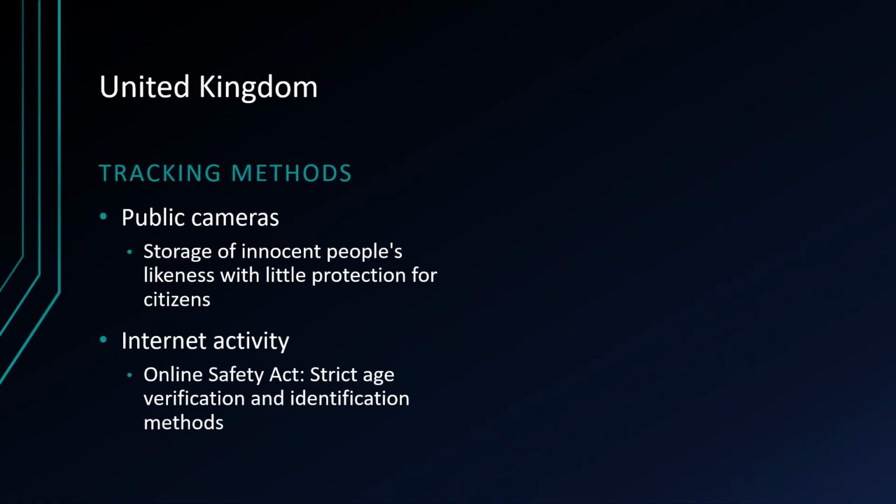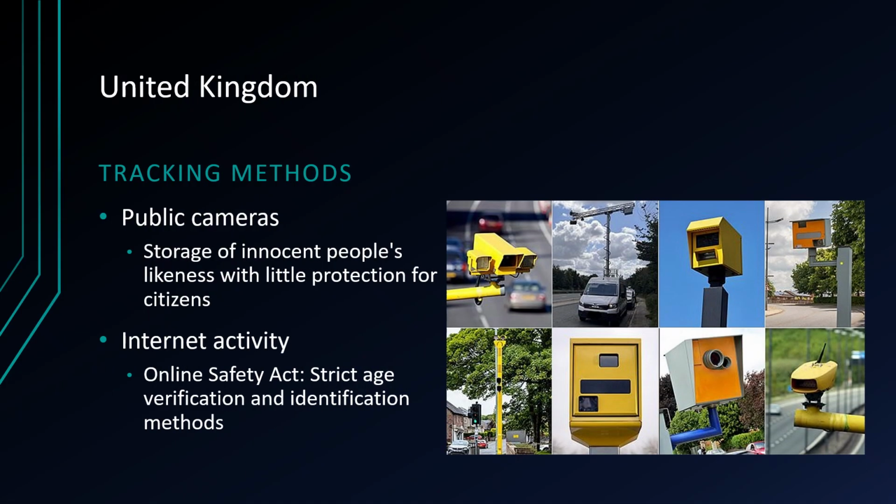Also, the United Kingdom and its tracking methods include public cameras, such as traffic cameras and congestion cameras, that record and store innocent people's likeness with little protection for the citizens from a data leak or other ways of being hacked. And then they also have surveillance as far as their internet activity goes, since the implementation of the Online Safety Act, which has strict age verification and identification methods to access different parts of the internet, forcing people to give up their privacy in order to browse what should be the free World Wide Web.